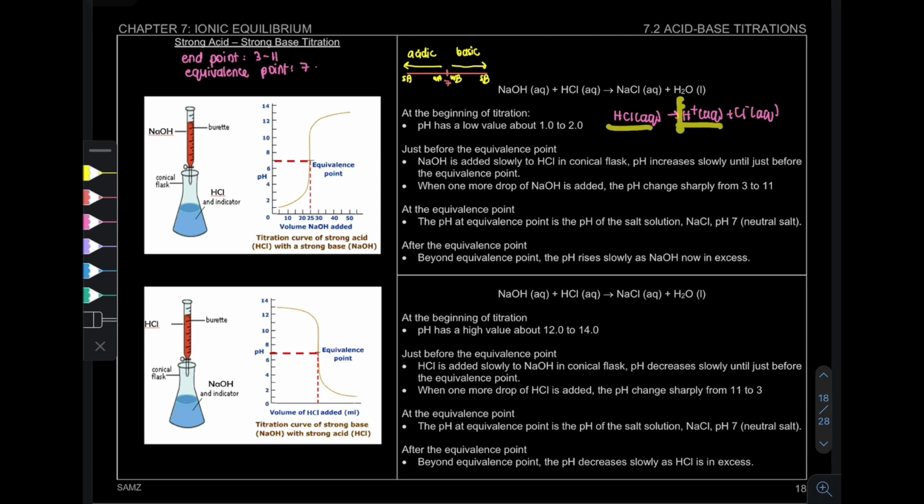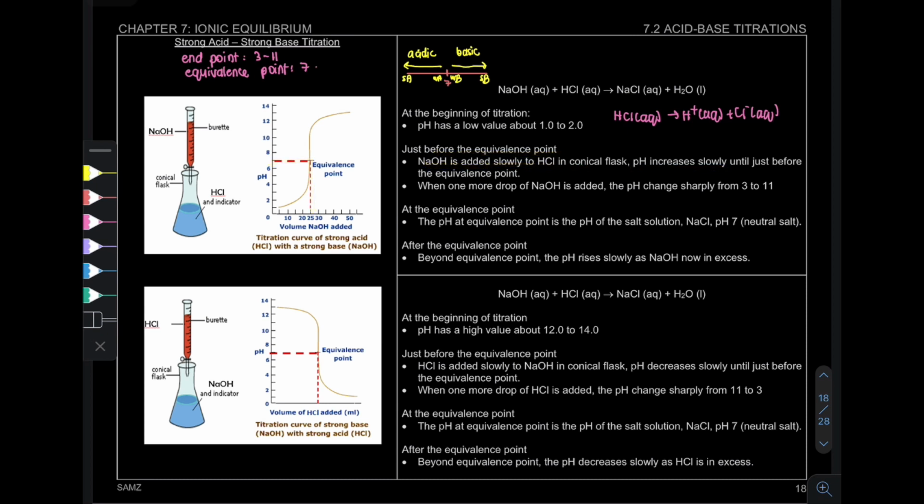So here we have high concentration of H+. So bila high concentration of H+, maknanya kita macam strong acid kan. So pH dia akan jadi low lah. Sebab itulah at the start pH has a low value, about 1 to 2. Okay, and then just before the equivalent point, we know that equivalent point kita adalah 7 dekat sini kan. Now NaOH is added slowly to HCl and the pH will increase slowly.